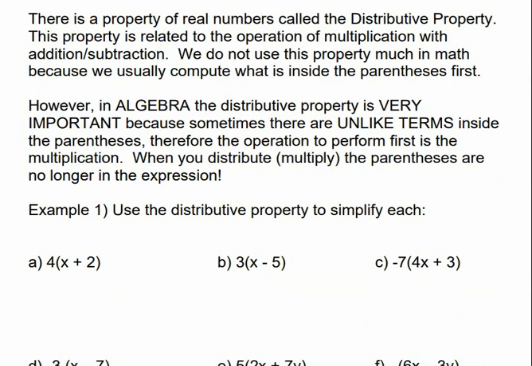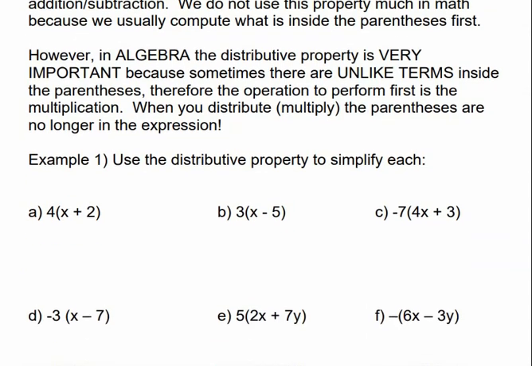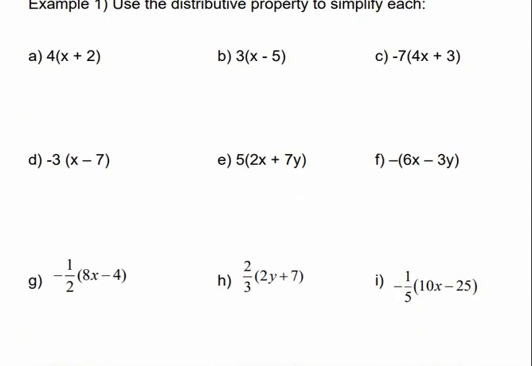We don't use this property in arithmetic because we can usually compute what's inside the parentheses first. But in algebra, we can't always do what's in parentheses first because sometimes the terms in parentheses are unlike terms and we can't combine them. Therefore, we have to use the distributive property, which tells us to multiply anything that's touching the parentheses times everything inside the parentheses, and that gets rid of the parentheses. So let's use the distributive property to simplify each expression.